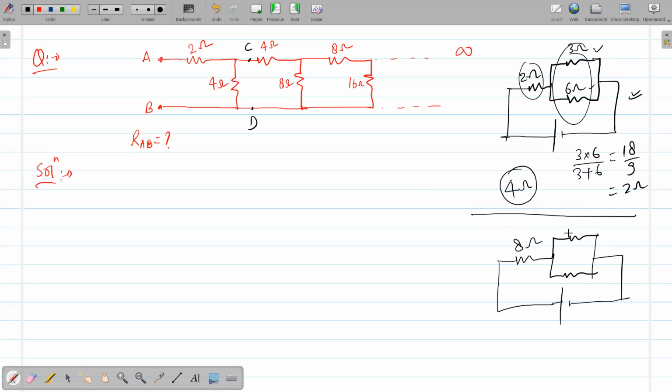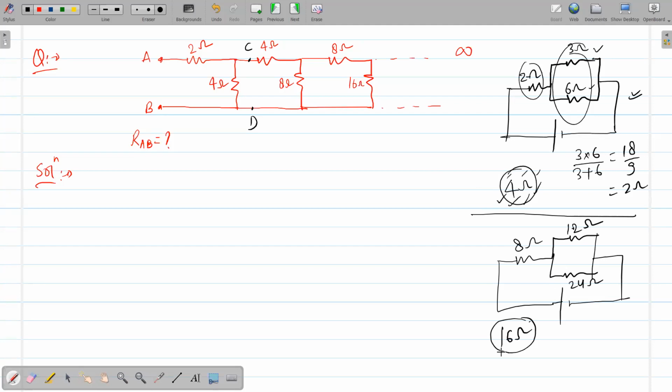8 ohm, 12 ohm, and 24 ohm. Can you tell me the equivalent resistance right now for this circuit? Did you get it? Did you get this 4 ohm? Yes, absolutely. Good. 16 ohm. Everyone can get this 16 ohm easily, right?